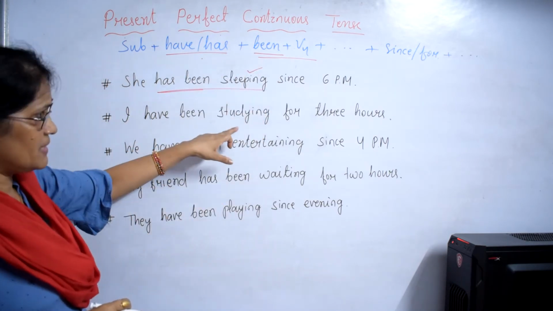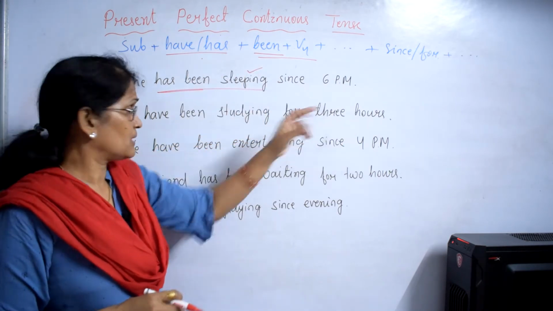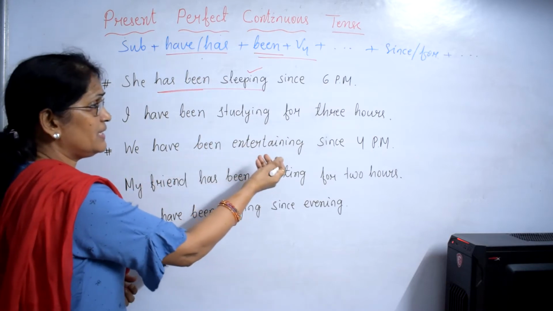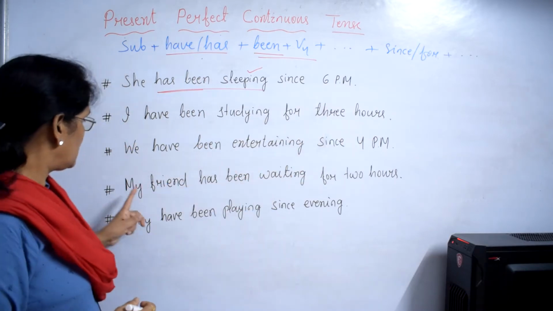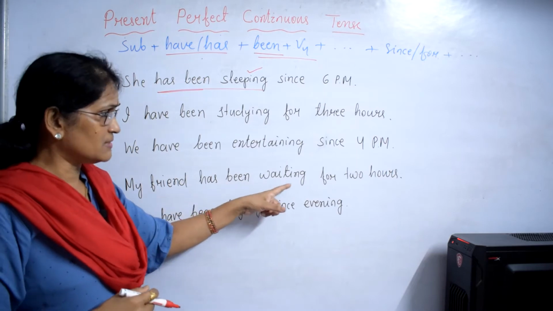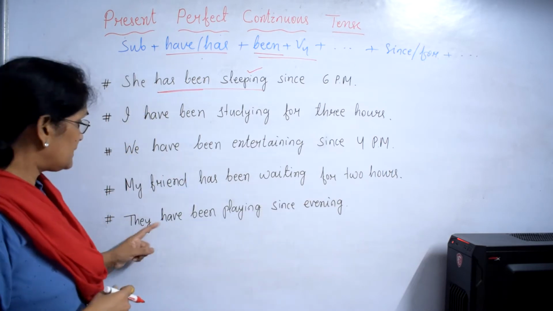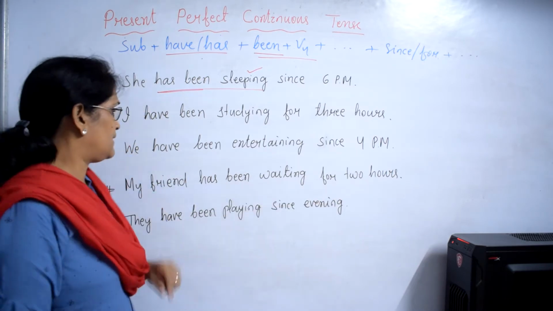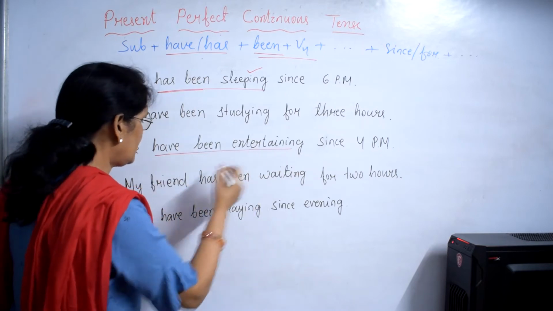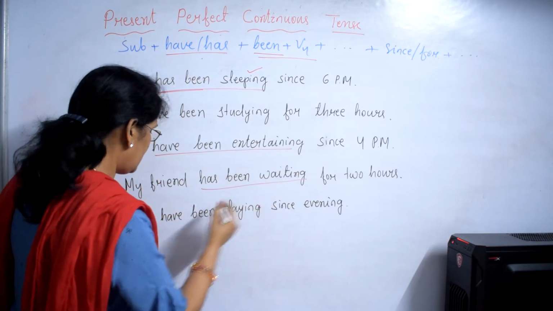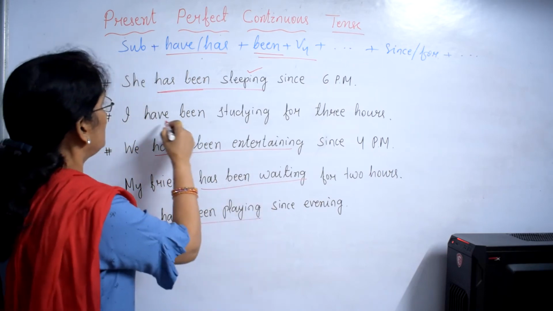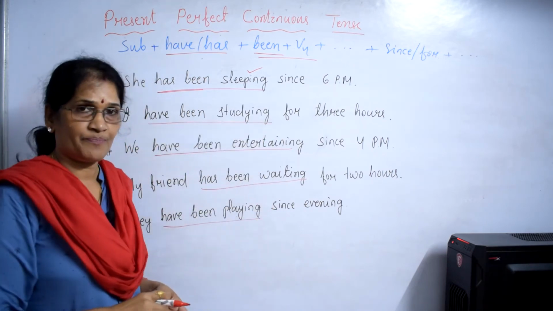I have been studying for 3 hours. We have been entertaining since 4 p.m. My friend has been waiting for 2 hours. They have been playing since evening. Have been entertaining, has been waiting, have been playing and have been studying.